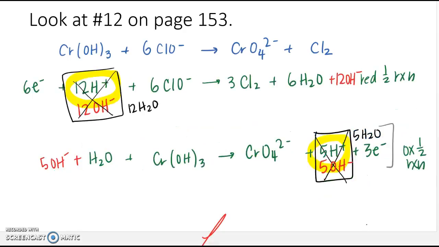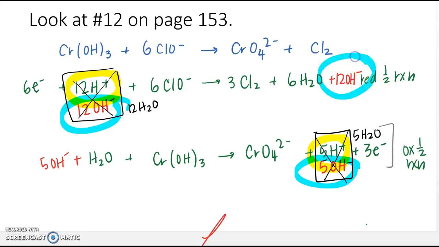So the only difference when you're doing these is you solve them at the beginning just like they were acidic. And then you're going to do this step where you add the OHs to the equation, but you always have to remember you're adding them to both sides of the equation. So if you add 5 on the product side, you have to add 5 on the reactant side as well to keep it balanced still.